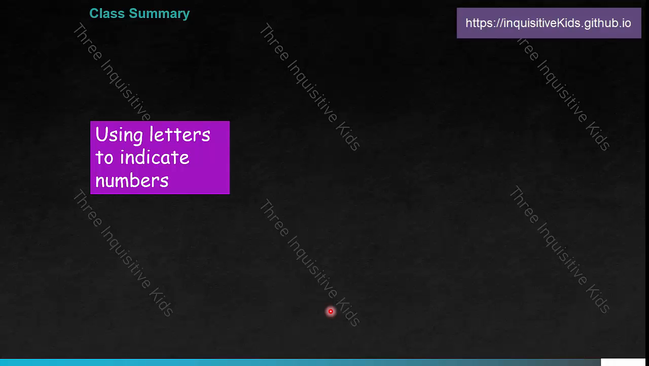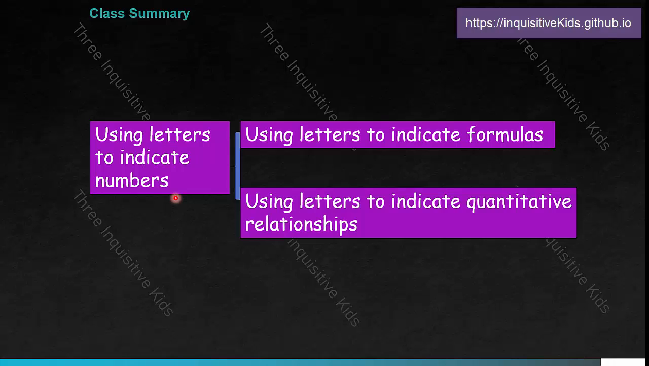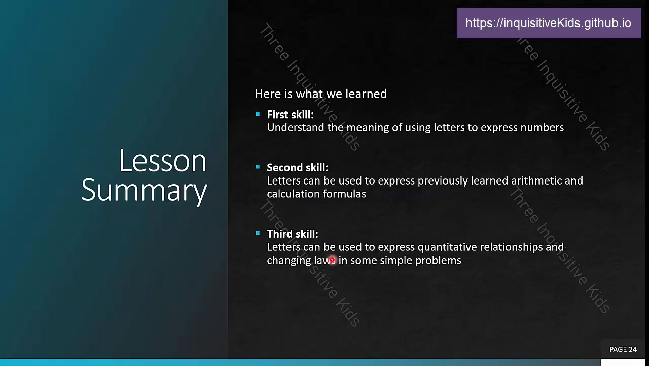So now let's do a class summary. We learned how to use variables to indicate numbers, and then that splits up into 2 categories. We first learned about using variables to indicate formulas and using variables to indicate quantitative relationships and patterns. So that's our summary for today.